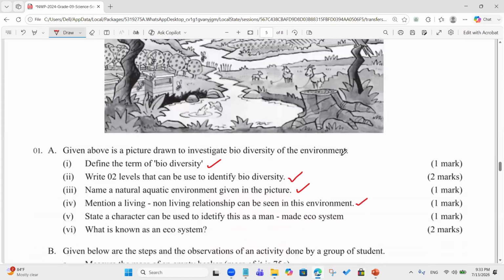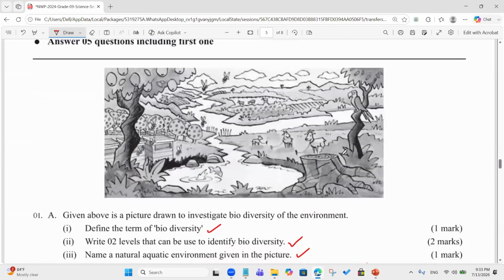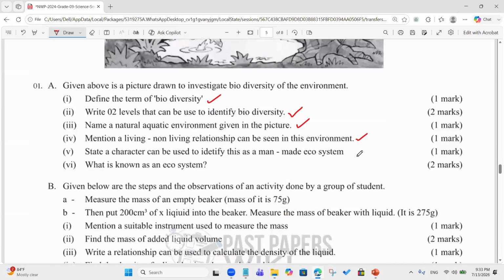What's a living, non-living relationship? There are living organisms. Plants are living organisms, right? They take carbon dioxide from the atmosphere and they absorb water. They are doing photosynthesis. These are the living, non-living interactions. The animals like fish live in water, as they use water as their habitat. They can be written.